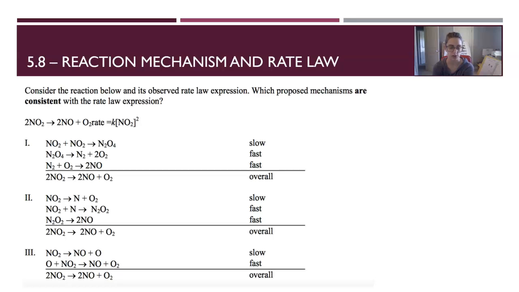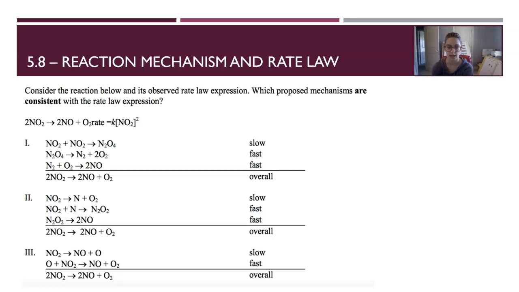Mechanism 3, our slow step is also the first step. And the elementary reaction is NO2 producing NO and O, which means that the rate law for our first elementary reaction would be rate equals K times the concentration of NO2. So that one also does not meet our rate law. So the only one that is consistent is reaction mechanism 1.